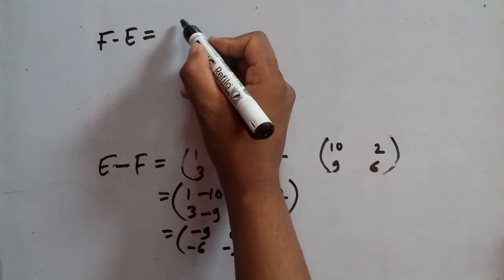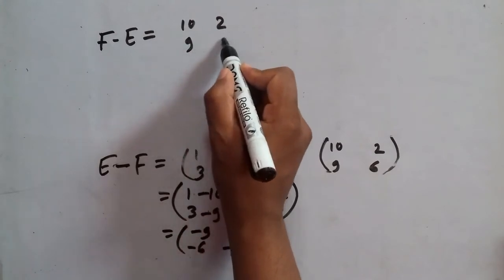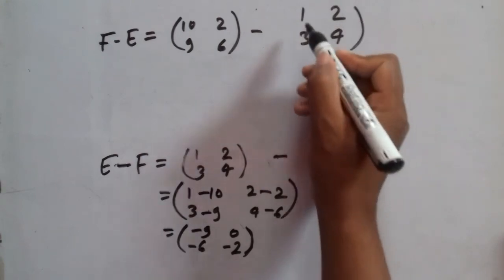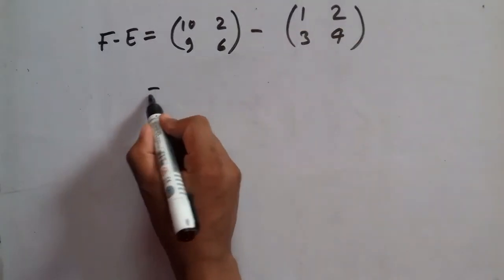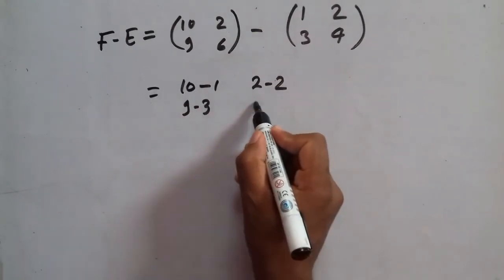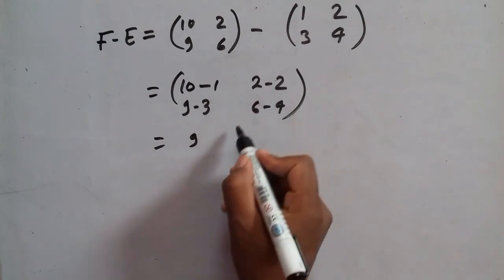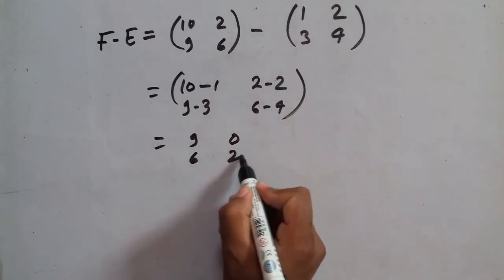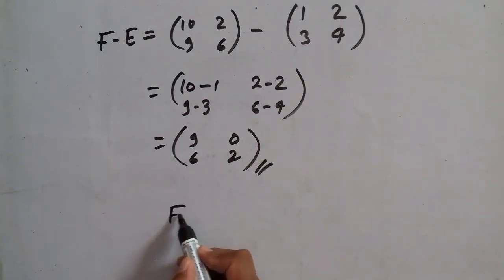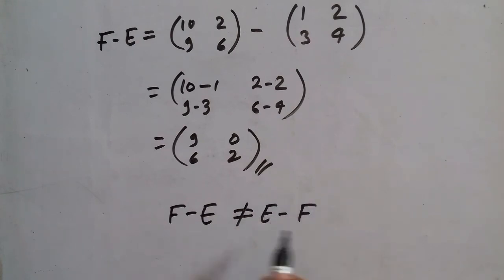F minus E is, at first we have to write the F matrix 10, 2, 9, 6, minus 1, 2, 3, 4. Then we find 10 minus 1, 2 minus 2, 9 minus 3, 6 minus 4. This is 10 minus 1 is 9, 2 minus 2 is 0, 9 minus 3 is 6, 6 minus 4 is 2. From these two we have seen that F minus E is not equal to E minus F. These two are not the same.